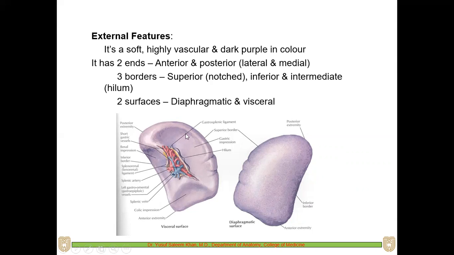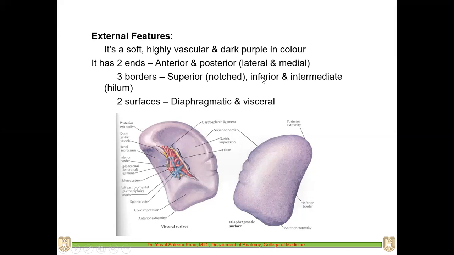And there are three borders. One is the superior border, a very important border, which has notches. These are the notches which you feel whenever you try to palpate the spleen. Normally you cannot feel the spleen when you palpate the abdomen. If there is splenomegaly, you can feel an organ, and if it shows notches, you can be sure it is the spleen and not any other organ. So these notches are very important clinically. This is the superior border, which is notched.